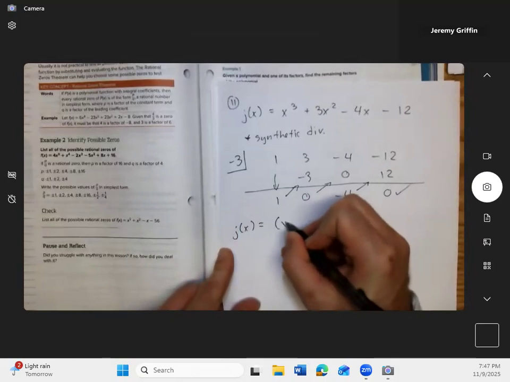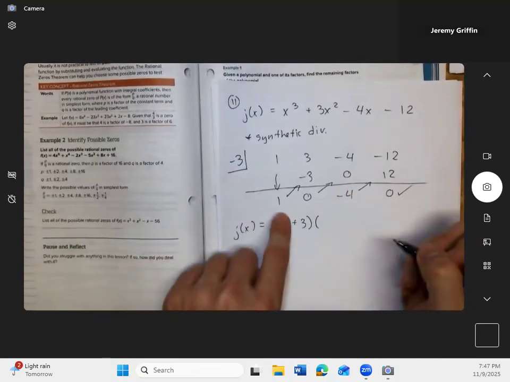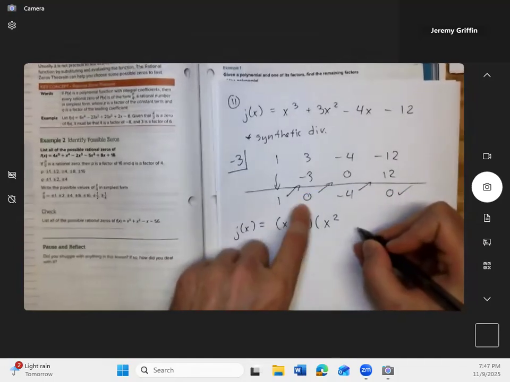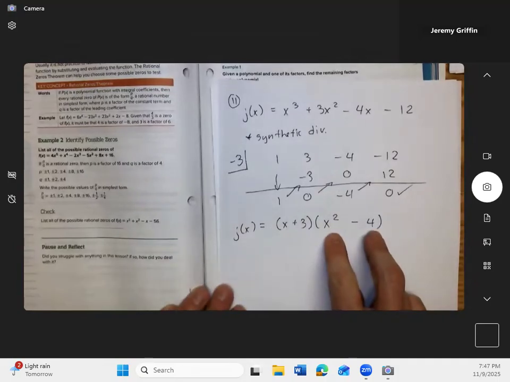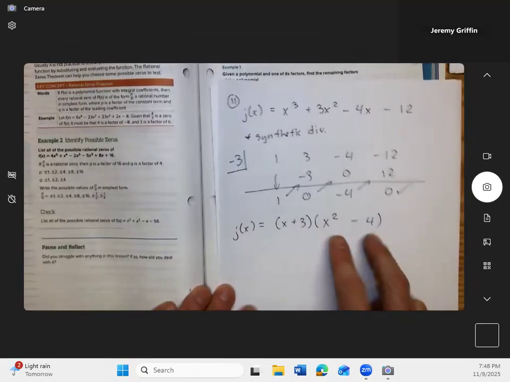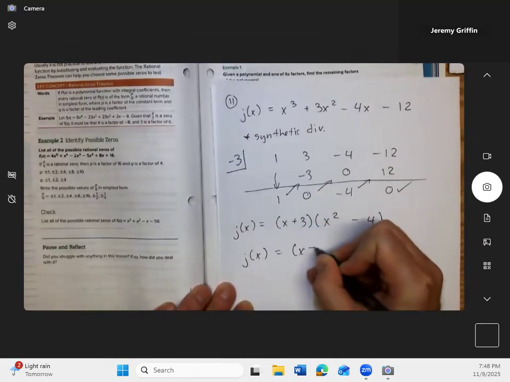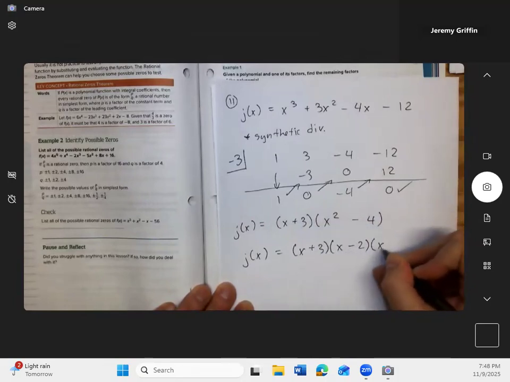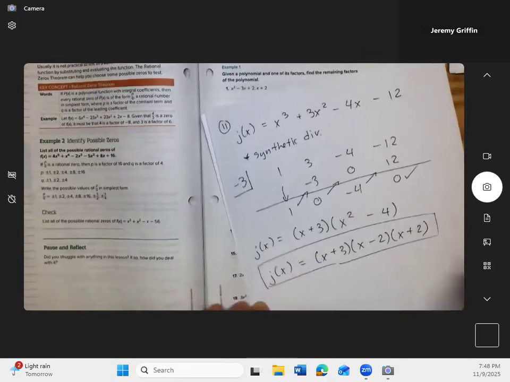So j of x therefore equals, okay, so I just pull out an x plus 3. That's what's represented by this. What I'm left with is an x squared right here, no x's at all, and a -4. Oh, well, I can factor this. Guys, this is a difference of two squares. Isn't this x minus 2, x plus 2? So j of x is x plus 3, x minus 2, and x plus 2. That's the full factorization. Like that.